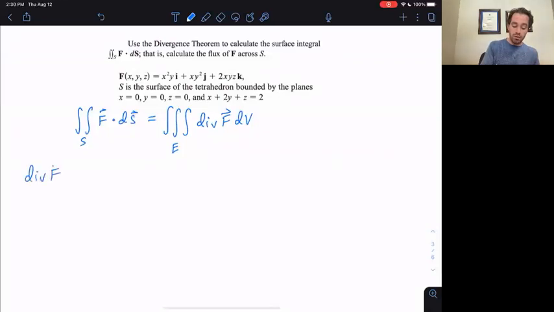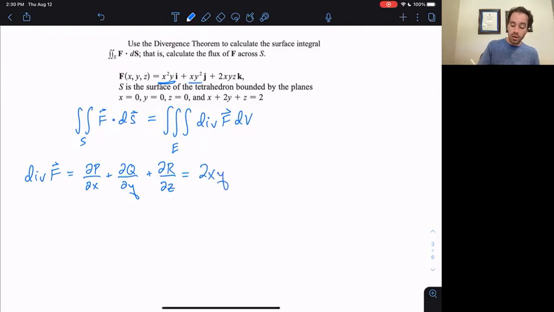So let's find that. The divergence of F is going to be partial P partial X plus partial Q partial Y plus partial R partial Z. Partial P partial X is 2xy. Partial Q partial Y is 2xy. And just like in the previous problem we did so far, they're like terms. They're not going to cancel this time though. And then partial R, partial Z, is going to be 2xy once more. So this is 6xy.